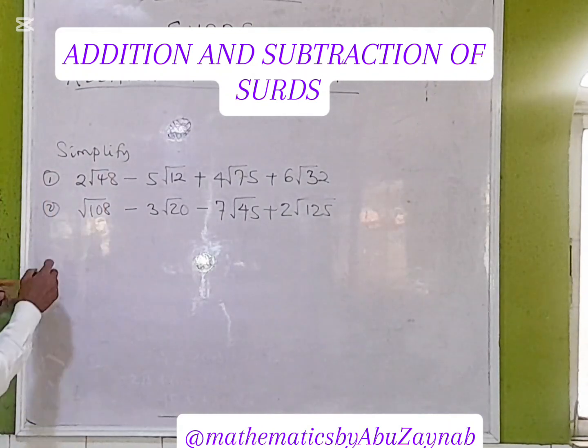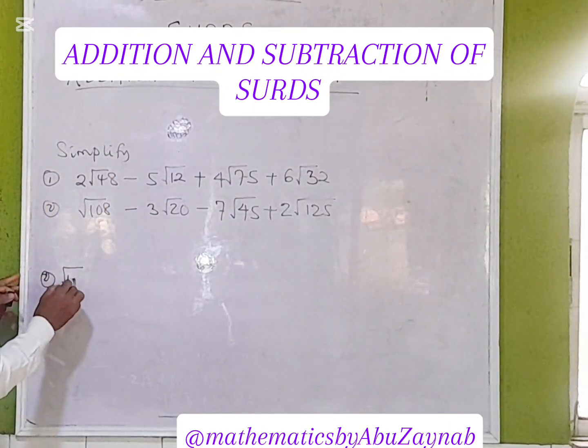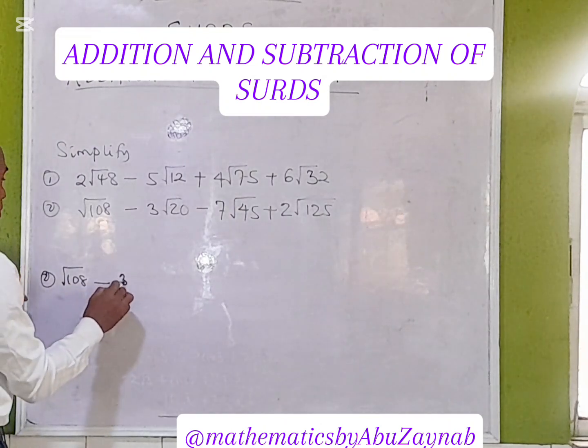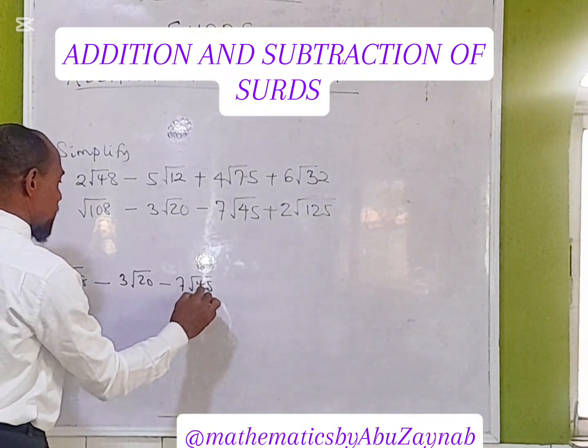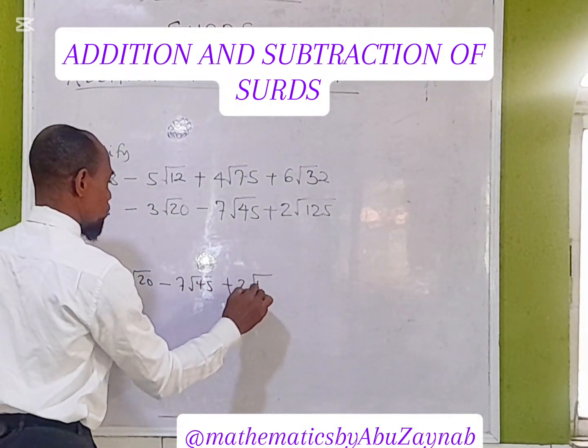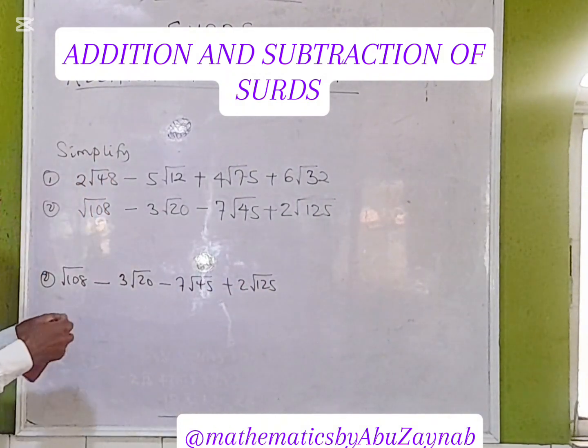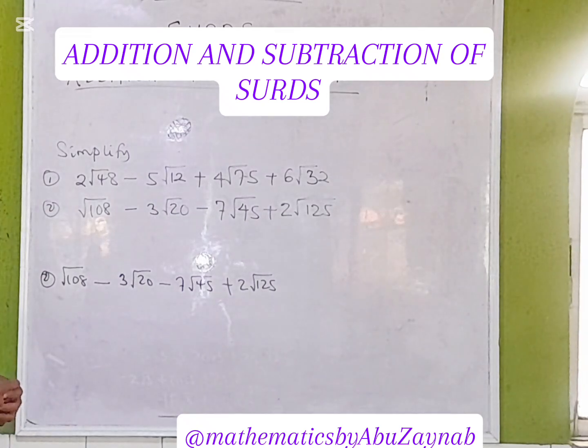So for example 2, you have the square root of 108 minus 3 times the square root of 20 minus 7 times the square root of 45 plus 2 times the square root of 125. Okay, we are going to follow a similar approach to example 1, whereby we break each number down into one perfect square and the other an imperfect square, rather a surd.